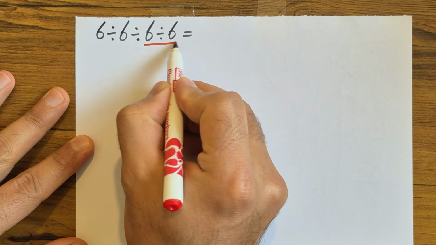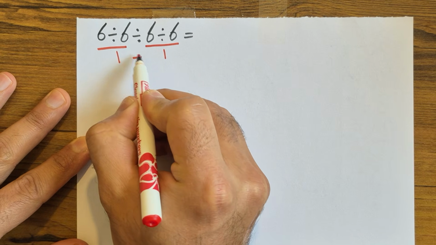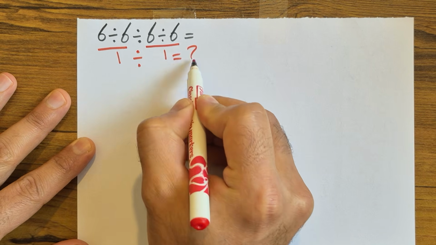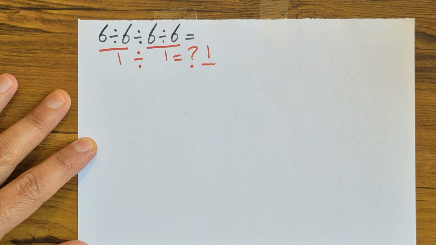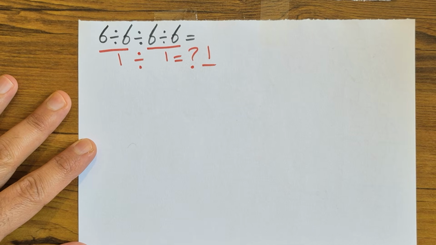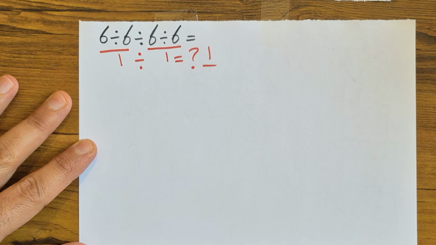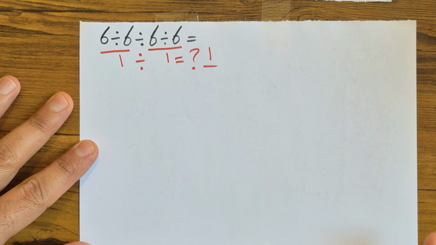6 divided by 6 gives us 1. Again, 6 divided by 6 gives us 1. And 1 divided by 1 gives us what? 1? Yes, but that's not the answer for this expression, because you fell for a big trap, hook, line, and sinker, and that's the order of operations.